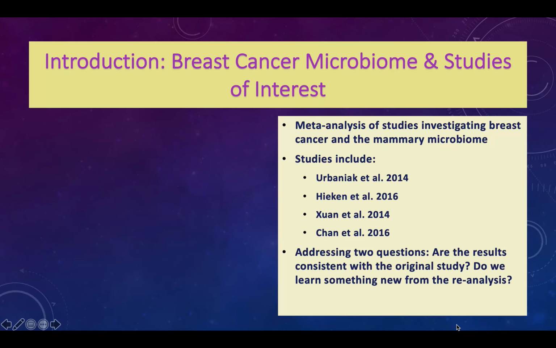So my project is to do a meta-analysis of studies investigating breast cancer and the mammary microbiome, where my studies of interest include a study by Urbaniak et al. in 2016, a Higgins study in 2016, a Xuan et al. study in 2014, and a Chan et al. study in 2016. My project aims to address two questions. First, are the results consistent with the original study? And two, do we learn something new from the reanalysis?